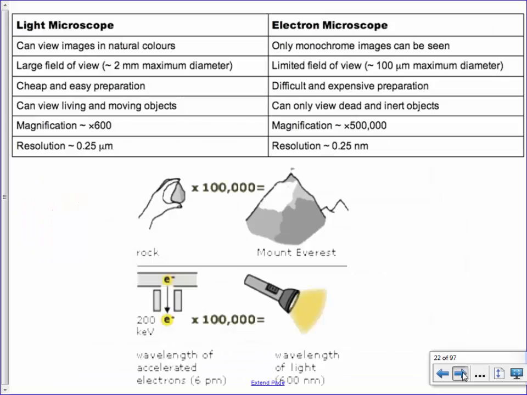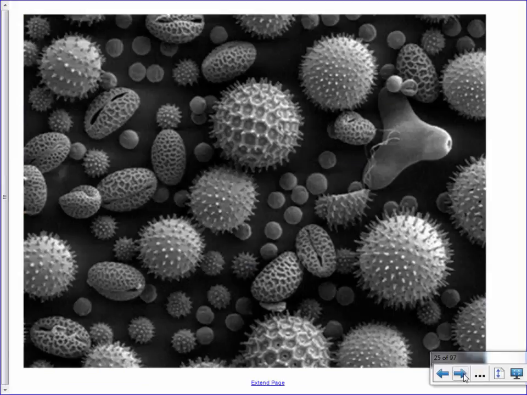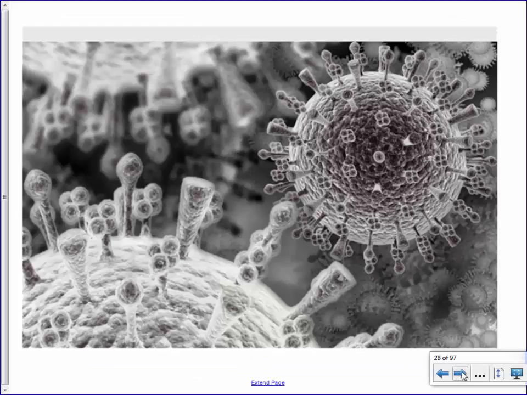And so that's why I had all these pictures here showing you the sorts of images you can get with electron microscopes. It's pretty crazy.